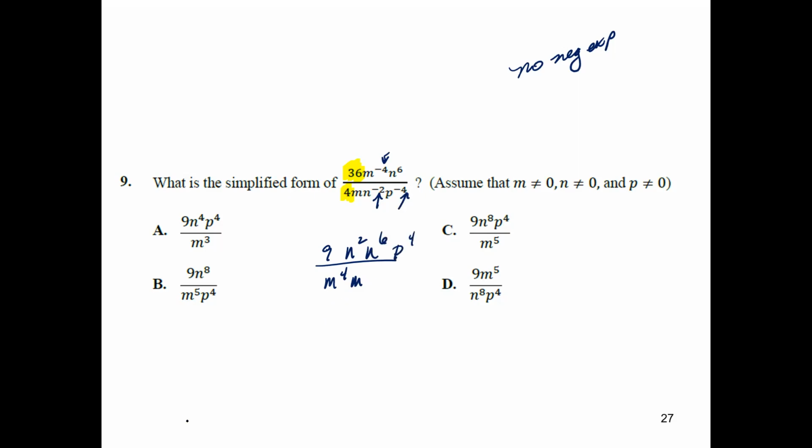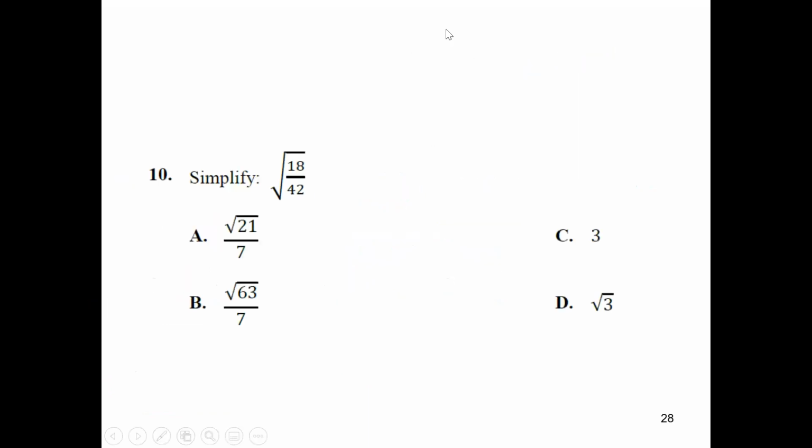So let's go ahead and combine some of them. 2 plus 6 is n to the 8th, p to the 4th. 4 plus 1 is a 5. So which one matches this one here? And it looks like C. All right, number 10 is on square roots.